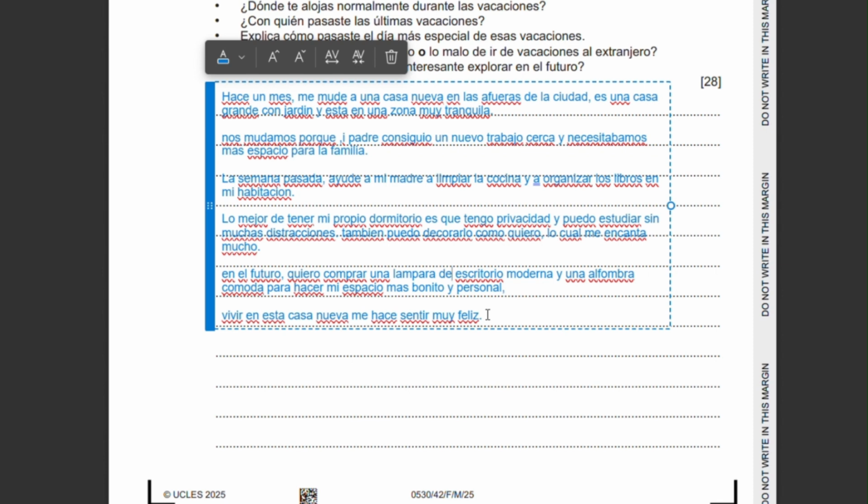And I think this particular answer would get you your full 28 marks if you practice this answer and make it part of you, and then you're able to produce it in the exam. I think this would give you the full marks that you need for the exam.